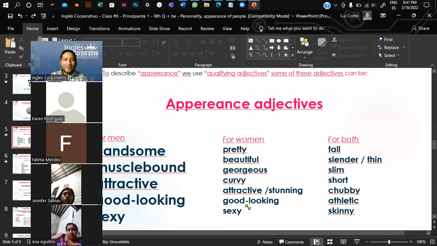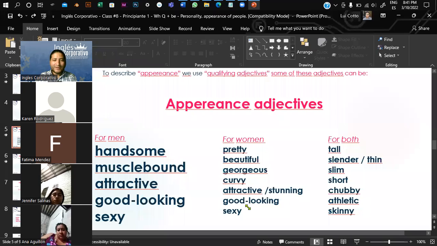Any other? Talk about your favorite actor, Eliezer. Do you have any favorite actress that you like? Yes, I have a favorite actress. My favorite actress is Salma Hayek. Okay. Salma Hayek is short. Yeah, she is. She is from Mexico. Okay. She is beautiful. Salma Hayek is attractive.